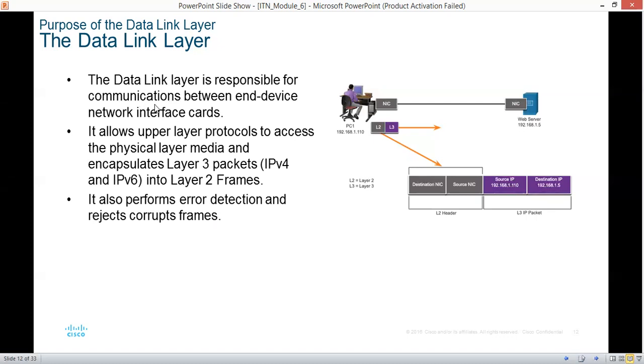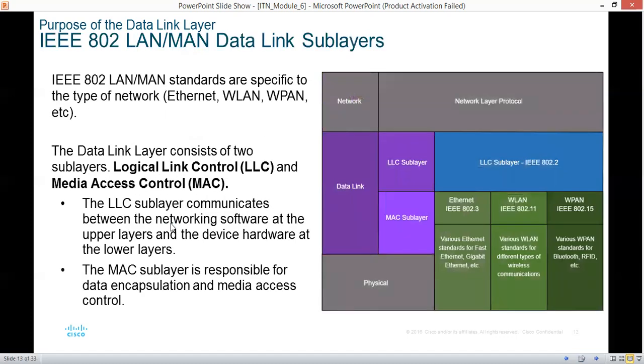So layer 2 plays a very prominent role in the OSI model. The data link layer is responsible for communication between end devices and the network interface card. It allows upper layer protocols to access the physical layer media. What it does is help to encapsulate the layer 3 packet into a frame, and also perform error detection and reject corrupt frames. That means if the frame does not match, it's going to reject it.